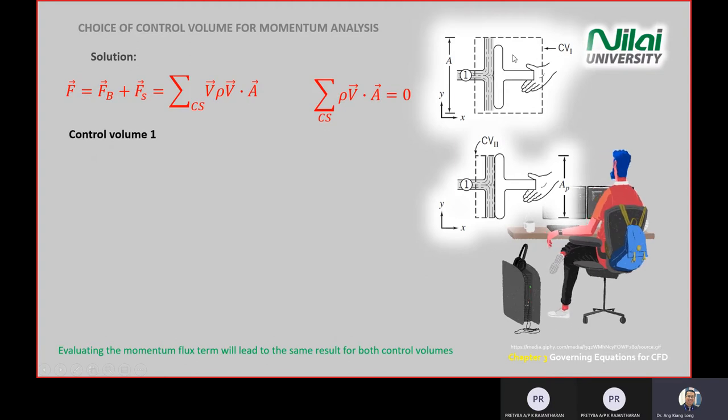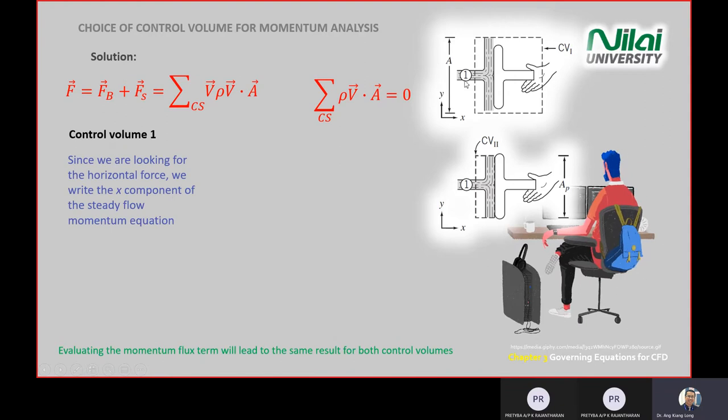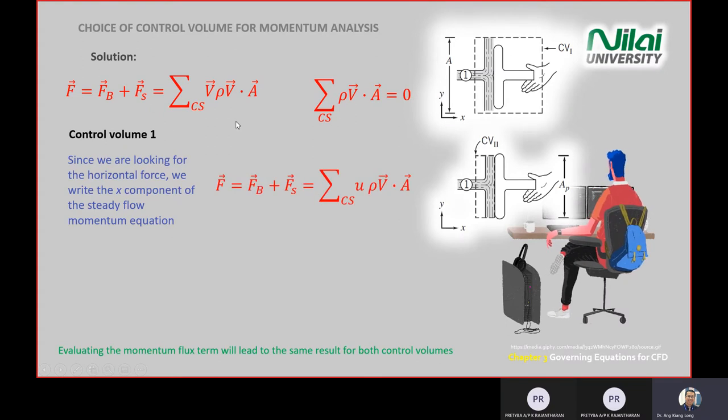So we look at control volume one. We are looking at the horizontal force from left to right, so we consider the x direction only in the momentum equation. Just now on the top of the screen, our force equals body force plus surface force, equal to the summation of all the u components in the x direction. So we only consider the x direction, then rho v dot dA. We cannot change the rho v vector here because it's a dot product. Okay, it's a dot product.